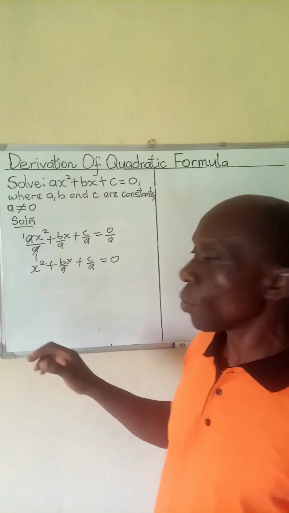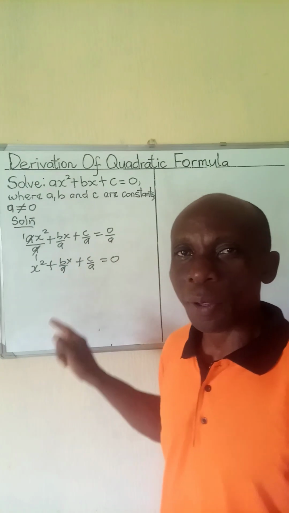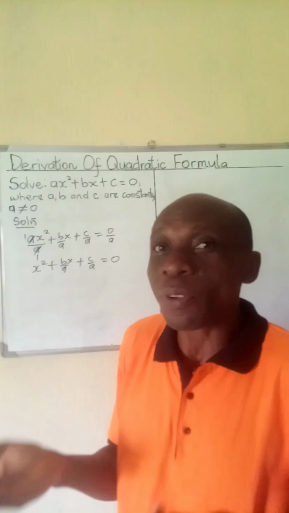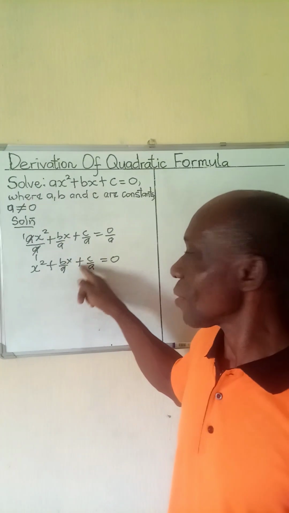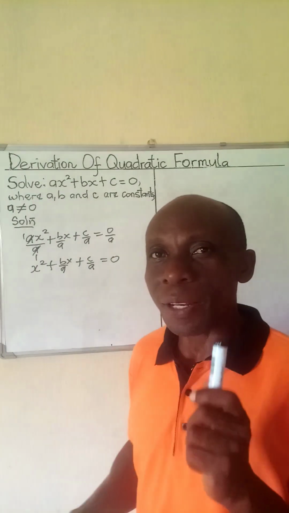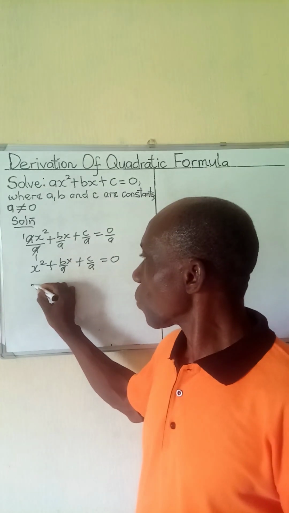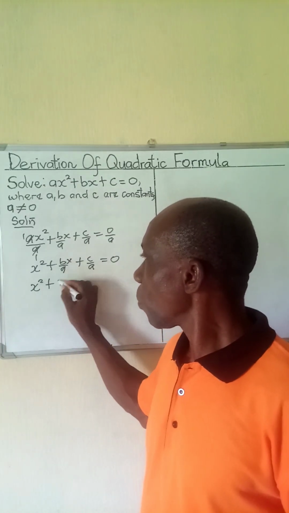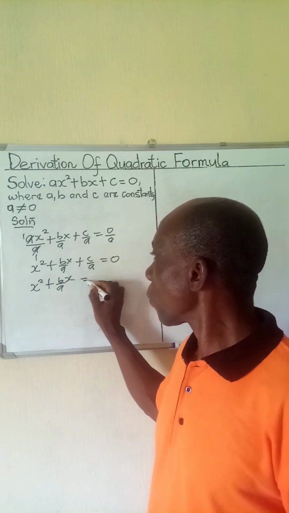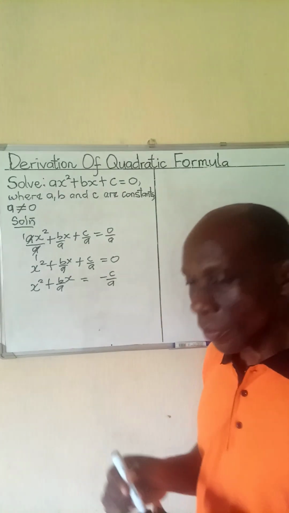The next thing we would do is to rearrange, move the constant term, or the term independent of x. A constant term or a term independent of x is simply a term that does not have x attached to it. So here it is plus c over a. We are going to move it to the right. Remember, here the sign is positive, so when it crosses, it's going to become negative. So we will say x squared plus b over a x equals minus c over a.